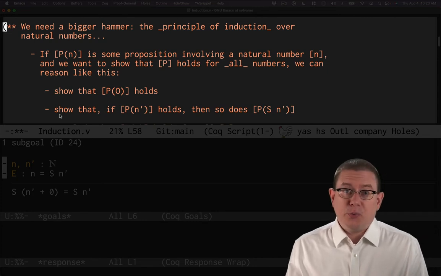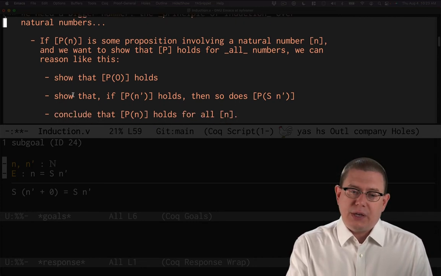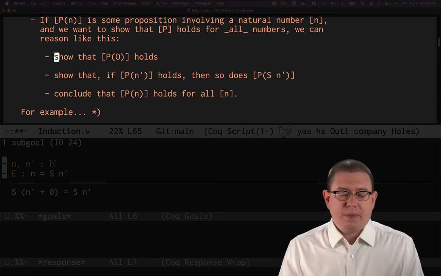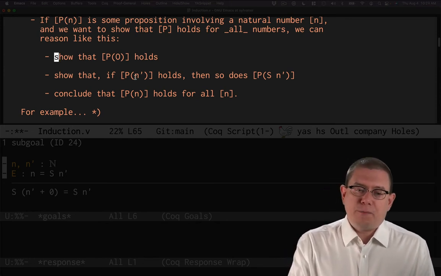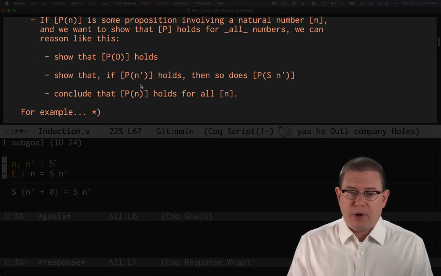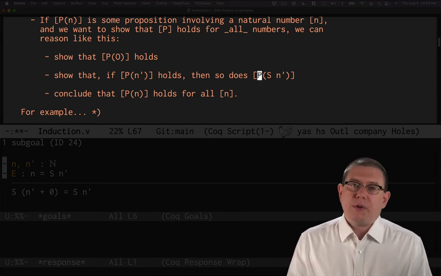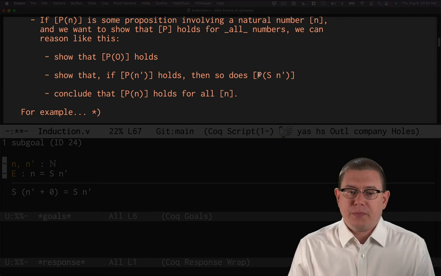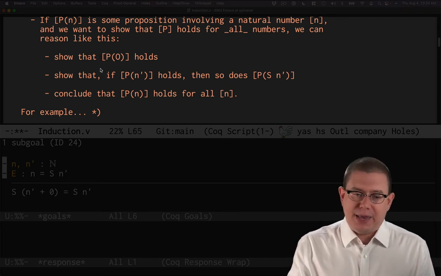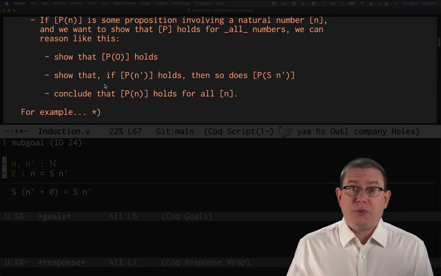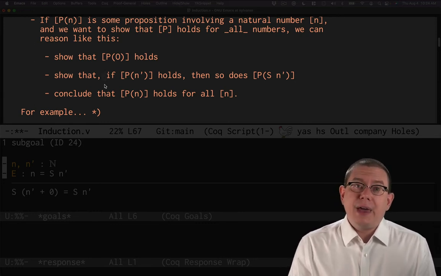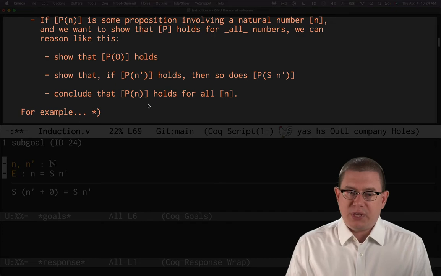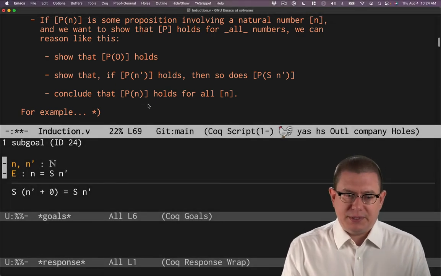Well, the reasoning pattern, the proof technique that we call induction, is first off to show that P holds of zero. We often call that the base case. Then, separately, show that if P holds of some arbitrary natural number n prime, then P also must hold for the successor of n prime, or 1 plus n prime, the next bigger natural number. If you can do both of those things, show the base case and show this second step here, which is often called the inductive step or the inductive case, then you're allowed to conclude by the principle of induction that P of n holds for all natural numbers n.